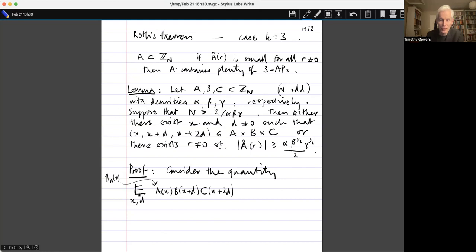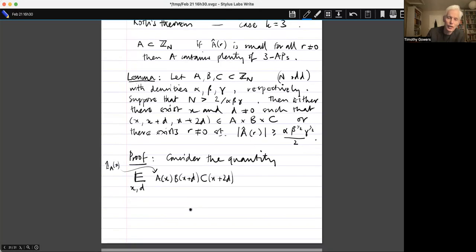If I put the average there, then we can think of it in a very intuitive way. It is the probability, if you choose a random x and d, that x belongs to A, x plus d belongs to B, and x plus 2d belongs to C. So it's proportional to the number of such things. In fact, it's n to the minus 2 times the number of progressions of length 3. I didn't say we want d not to be 0, but there are not going to be very many of these things when d does equal 0. We'll come to that later on.